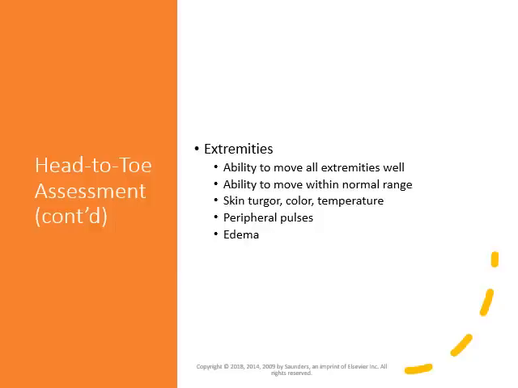When you're assessing your patient's extremities, you want to assess their ability to move all extremities well. You're also assessing their range of motion, skin turgor, color, and temperature. Also assess their peripheral pulses and edema.